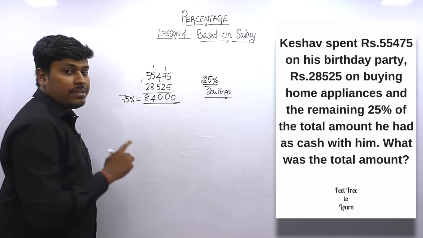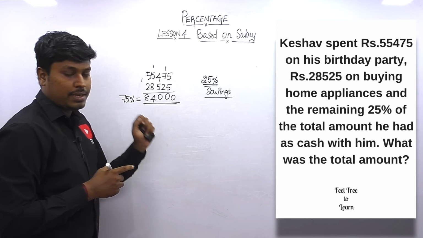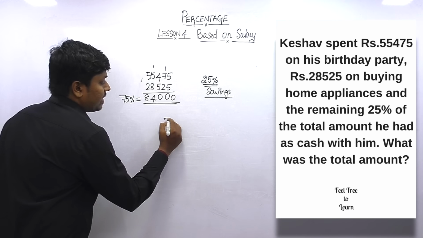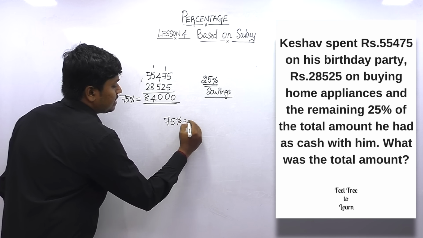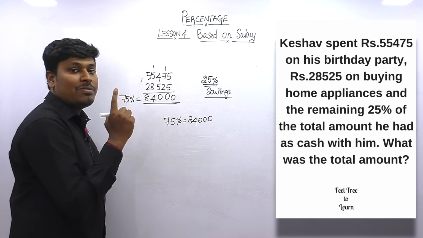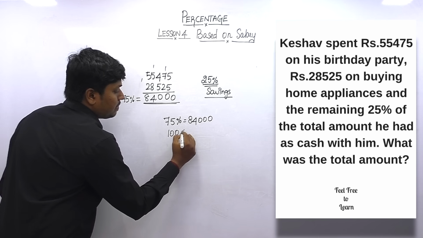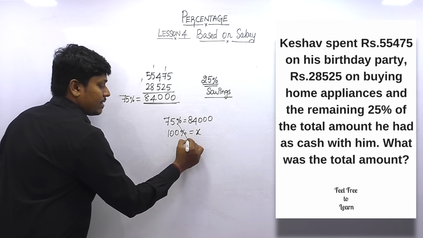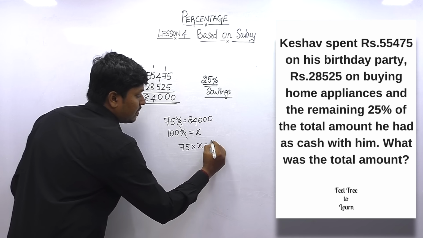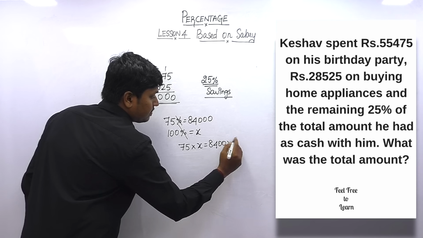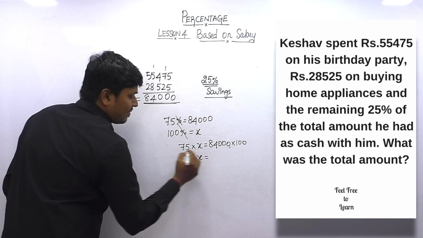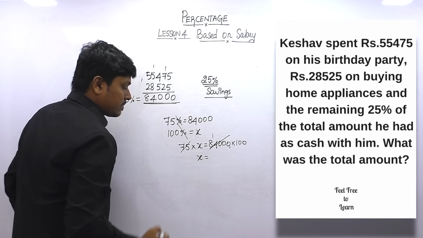So we can say that 84,000 in total is spent on these two things, which is 75%, and our target is to find the total amount. So this 75% is equal to 84,000, and our target is to find the total amount, which is 100%. So 100% is equal to X. We can cancel percentage and percentage, cross this. So 75 into X is equal to 84,000 into 100. So X is equal to, I think we can cancel 75 one time.